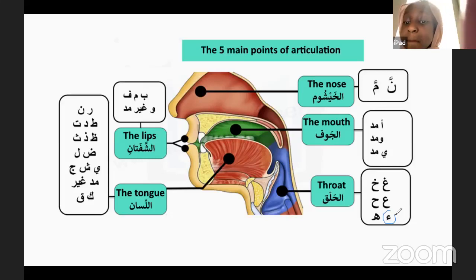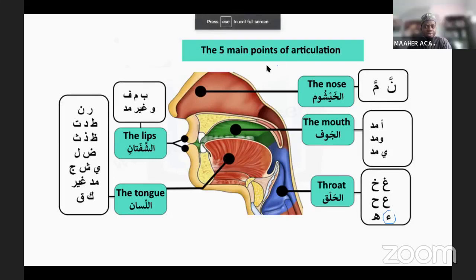Okay, so we want to pronounce the Hamza for us, and we want to pronounce the... Let me mute you, Fatima. There's some noise that's disturbing a lot from your end. There's some noise coming from your end, Fatima.